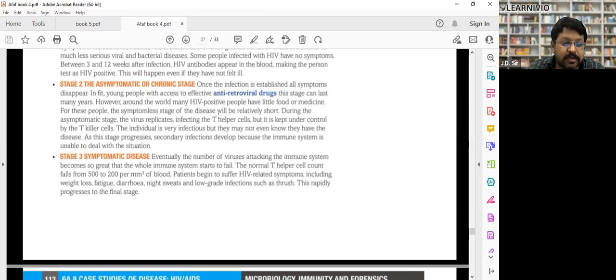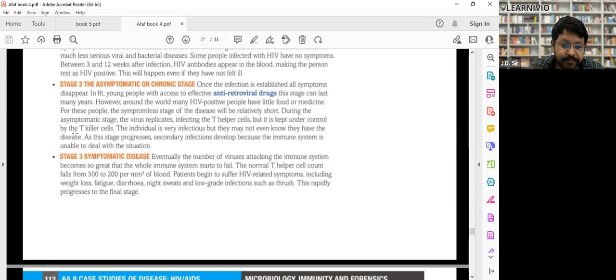During the asymptomatic stage, the virus replicates, infecting the T helper cells. Got it? T helper cells. But it is kept under control in the asymptomatic stage by the T killer cells. So T cells are of two types, T helper cell and T killer cell. What does the T killer cell do? The T killer cell kills any antigen or foreign object that comes into our body. The T helper cell helps in the formation or production of what? Antibodies. Clear?